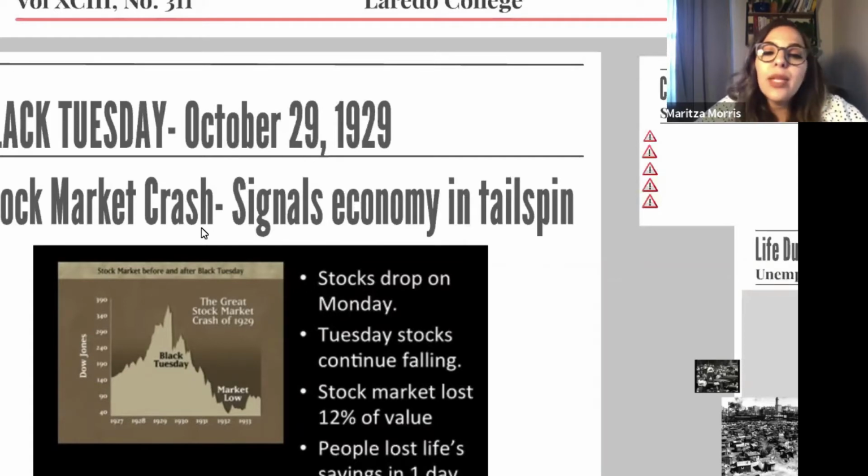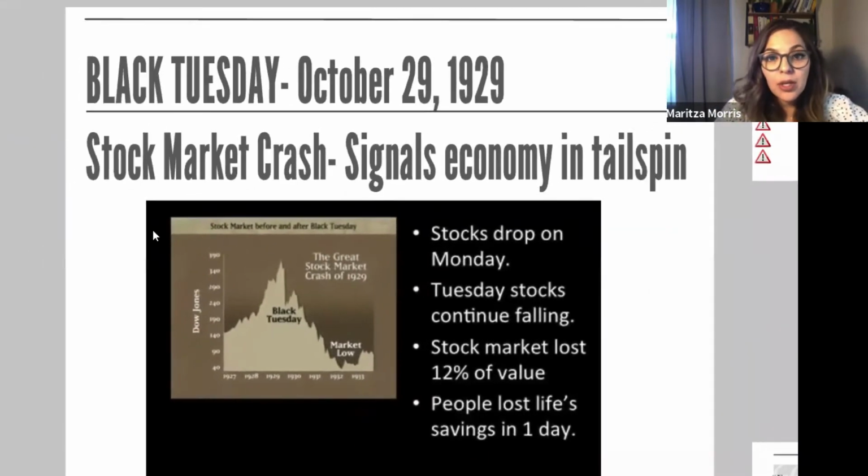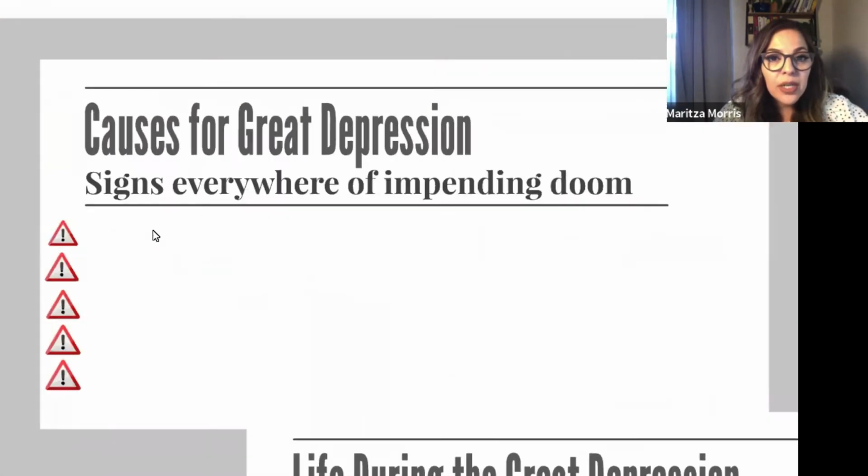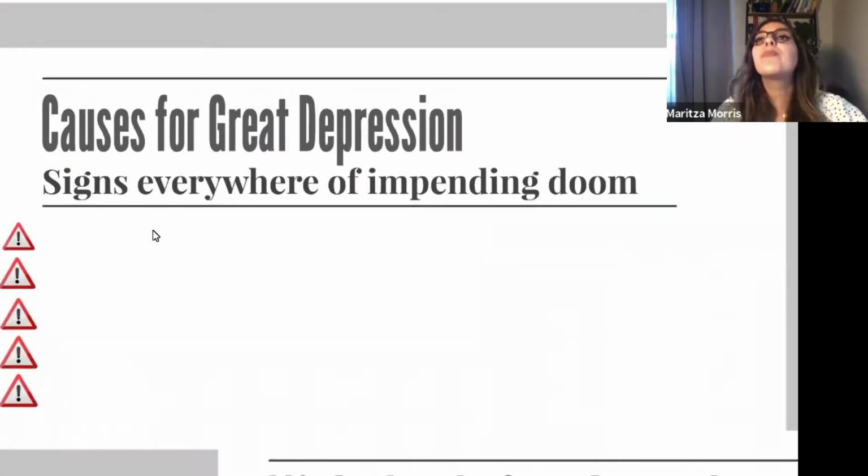So, people who were invested in the stock market lose everything. People who had money in the banks lose everything, their entire life savings. Everything is gone. It's not just about the stock market. There's these long-term causes for the crash, and we're going to discuss that next, okay?